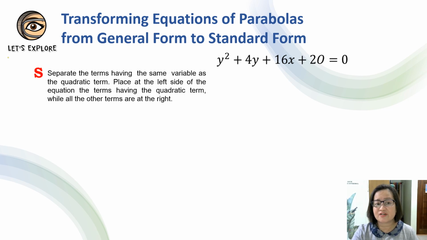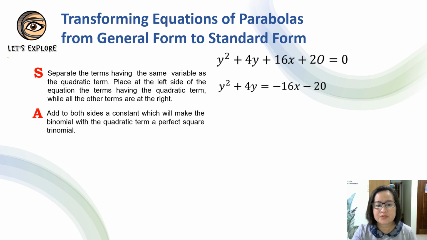Let's start with letter S. Separate the terms having the same variable as the quadratic term. We place at the left side of the equation the terms having the quadratic term, while all the other terms are at the right. Doing that, we will have y squared plus 4y equals negative 16x minus 20.